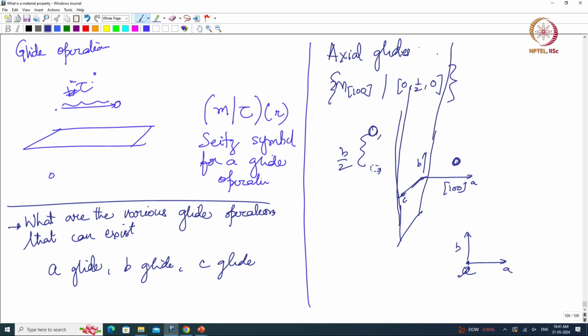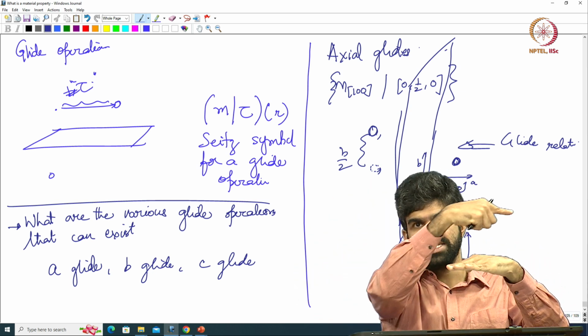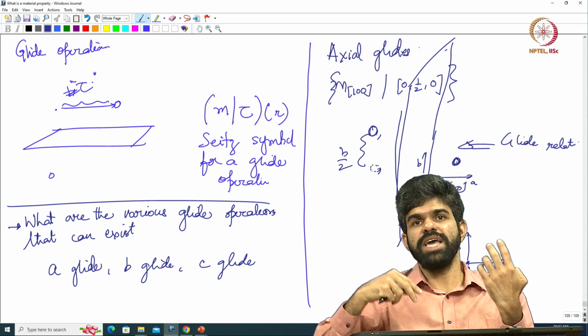The mirror is huge, right. So this sort of a relation is your glide relation, the axial glide relation. Like that I can have a mirror plane and I can glide along the mirror plane, right. So that is your axial glide. If the mirror plane is about the A axis, then I can glide either about the B axis or the C axis, right. But I am gliding parallel to the mirror plane. So that is the axial glide.